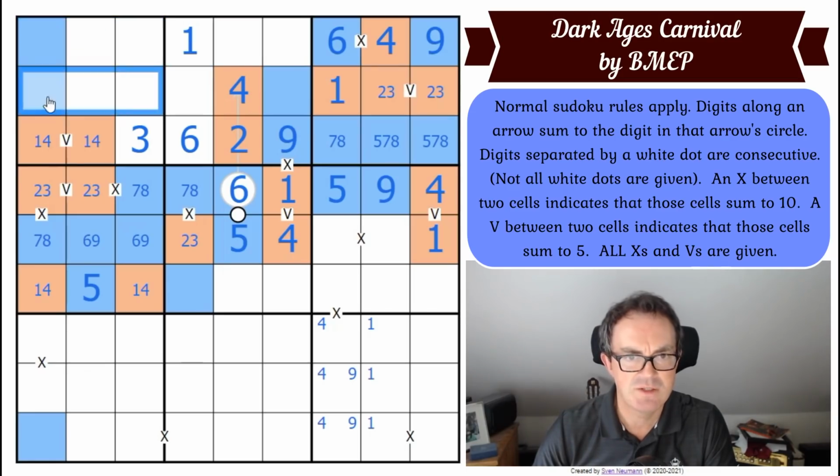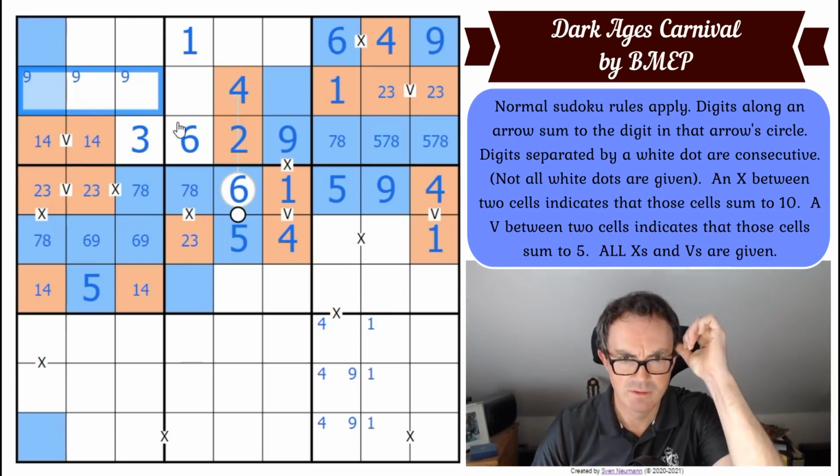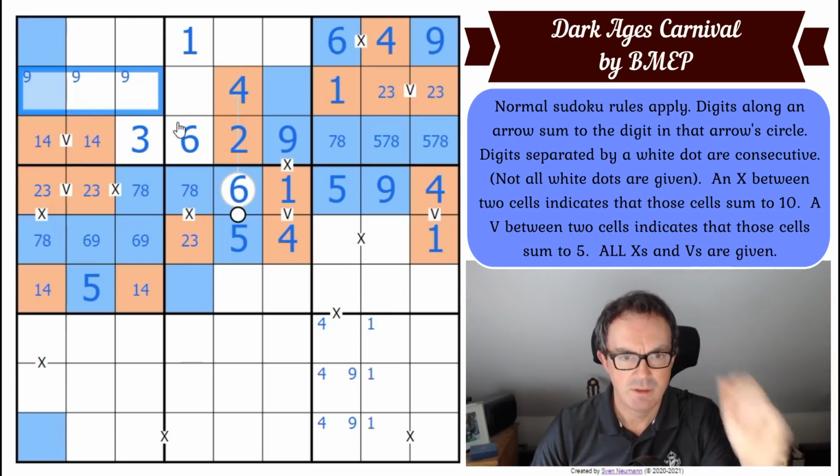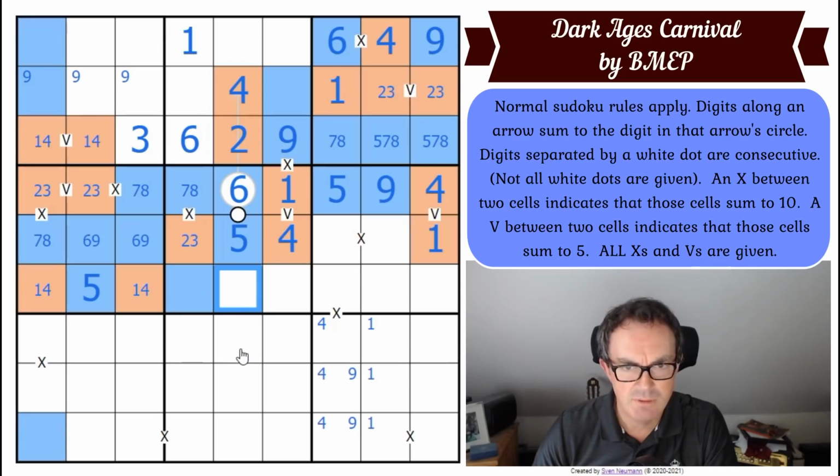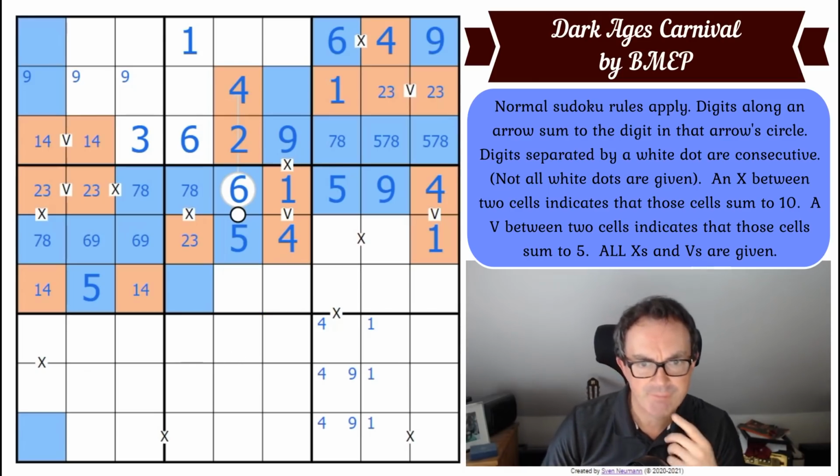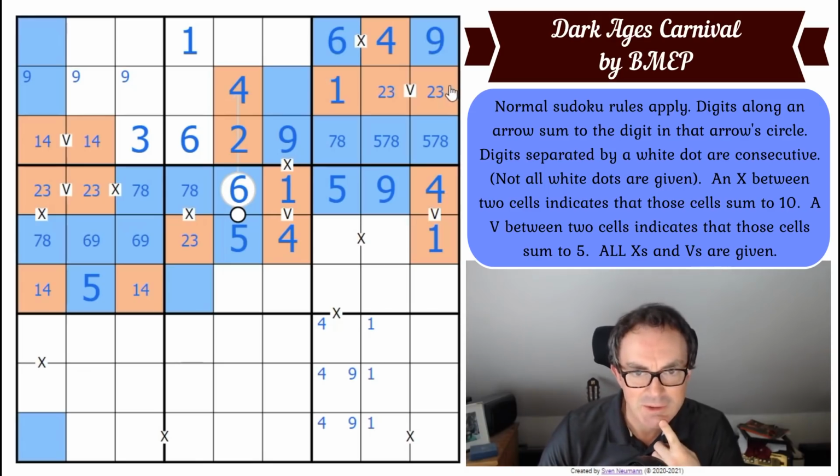So 9 is in one of these 3 cells. And we have to work out something else to do. And it's almost certainly going to be the negative constraint, which I'm almost certainly going to be missing something simple in relation to.